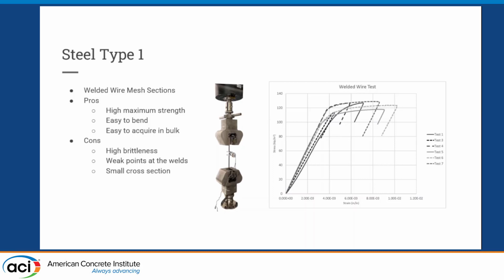There are a lot of pros to this internal reinforcement. It was very easy to acquire. It was very easy to bend into the intricate shape that we needed. And it had a very high maximum strength. The cons were it was very brittle, and we noticed that there were weak points at the welds. And in a lot of the beams that we tested, the beam would fail at those weld points instead of right at the center. It also had a small cross-sectional area, which means it was just not an accurate model for us.